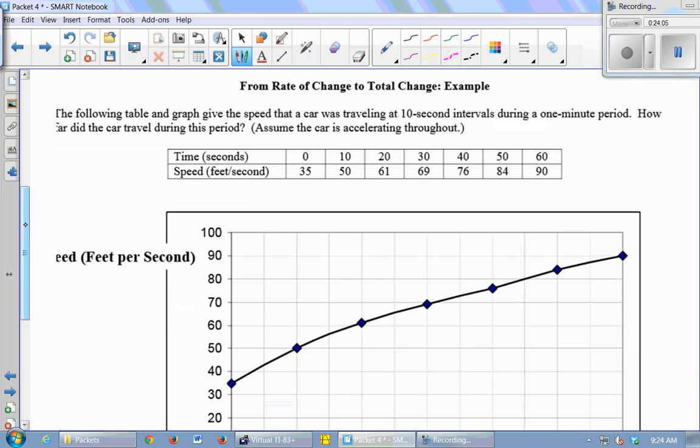Okay, so here is a table and a graph. They both give the speed of a car that was traveling, and they give that speed in 10-second intervals over 1 minute. So take a few minutes, come up with at least an estimate for how far the car traveled in this 1 minute period, given this data about speed.